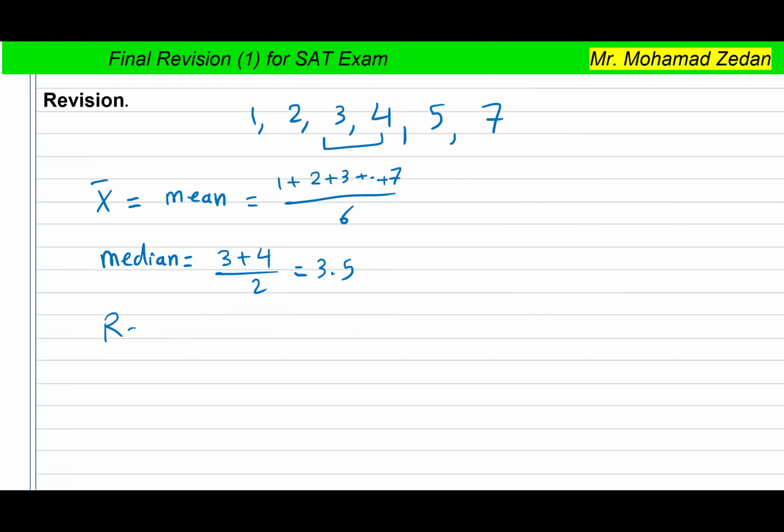If I ask you to find the range of this data set, how can you find it? This is the maximum number minus the minimum number, which is 6. This is the range of the data. So the range of numerical data is the biggest minus the smallest number. This is the most common requirement in data sets you have to know.